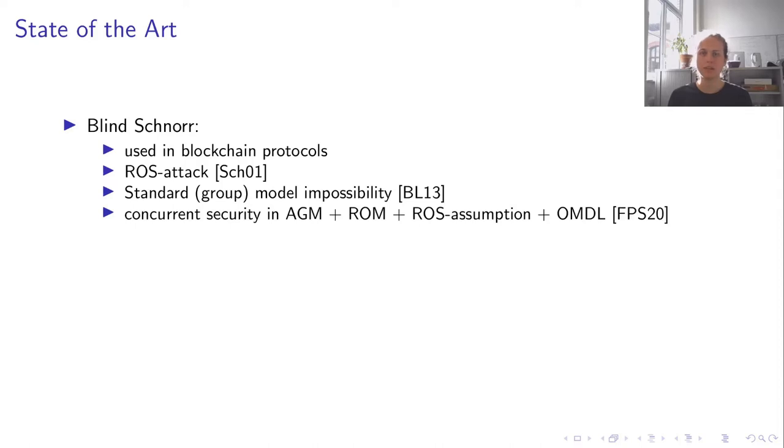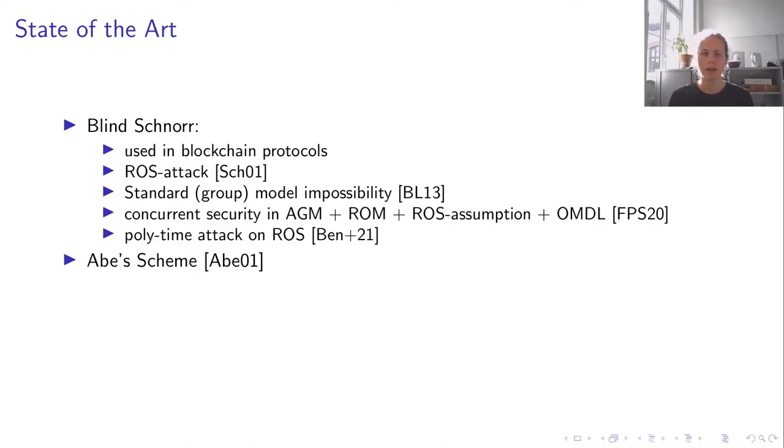But in the AGM plus the random oracle model, under the ROS assumption, and one more D-log, we know that blind Schnorr signatures can be proven secure. But we also know that this ROS assumption does not hold for polynomially many open sessions, because a polytime attack on ROS was recently discovered.